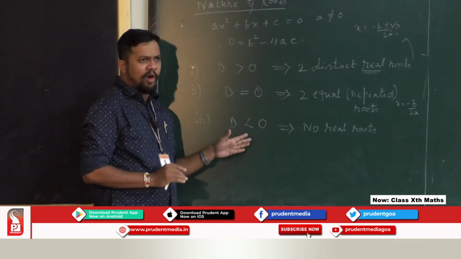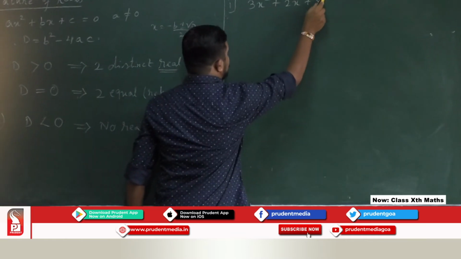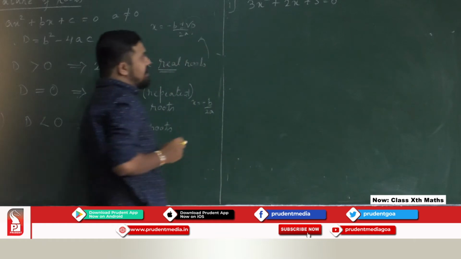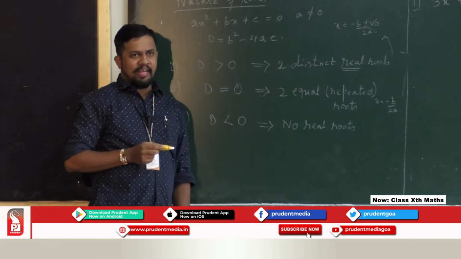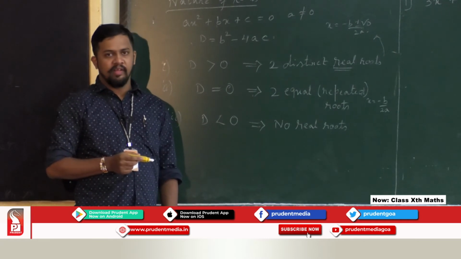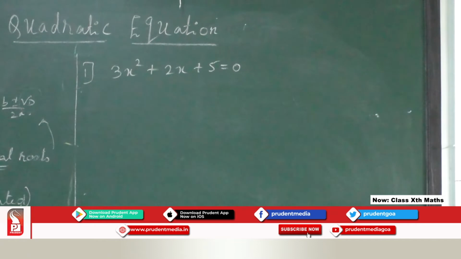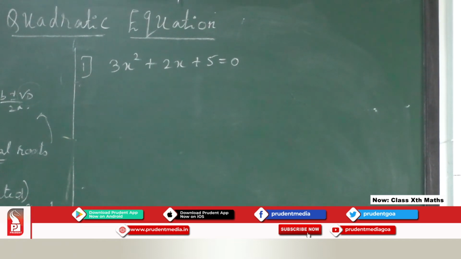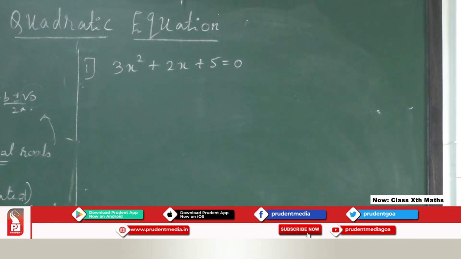Okay, so I will take one problem now. The first problem I will take. Look at my first problem. 3x square plus 2x plus 5 equal to 0. Now I have to know what is the nature of this equation. Either it is the first one, second one, or third one. How will we come to know? By finding the d. Without the discriminant, you will not know the nature of the roots. So let us first find out the d.